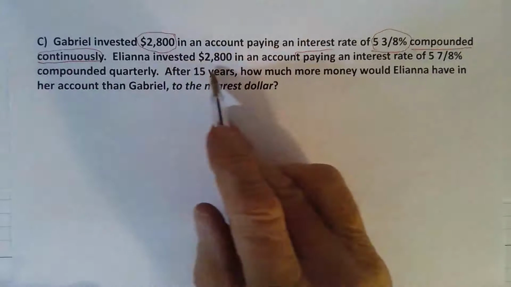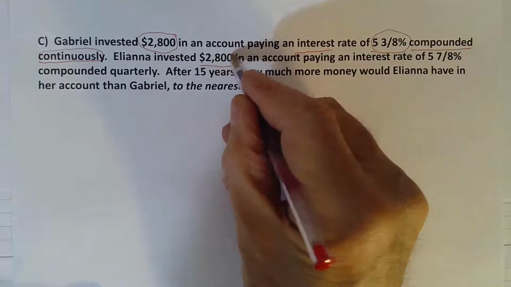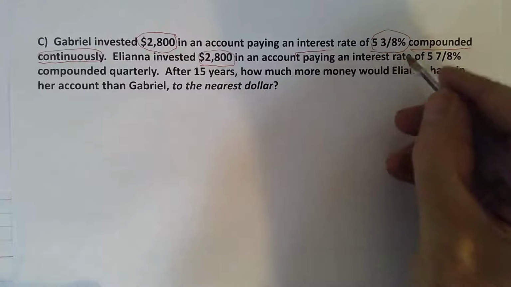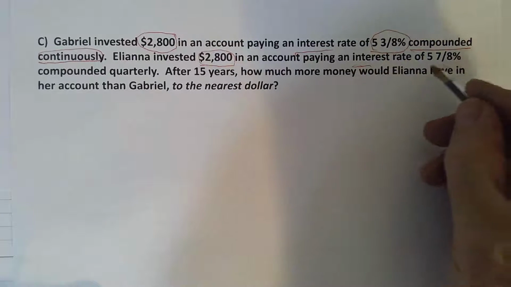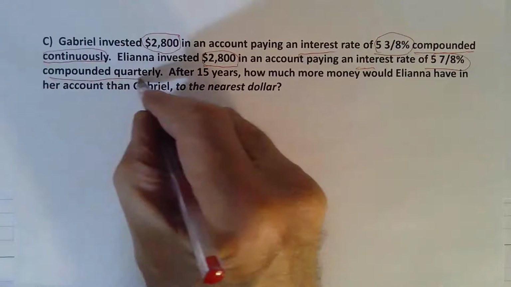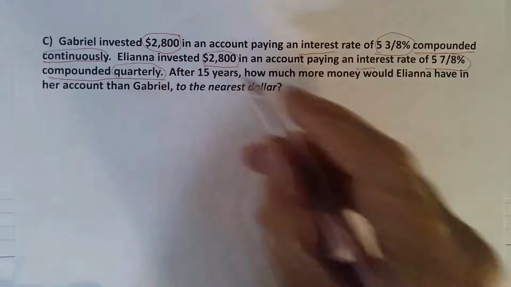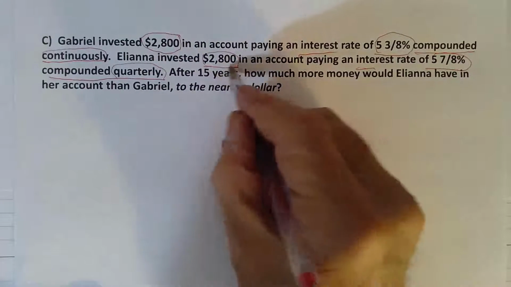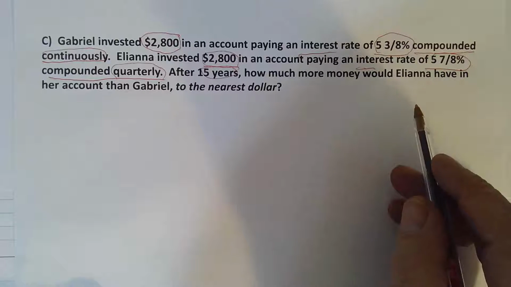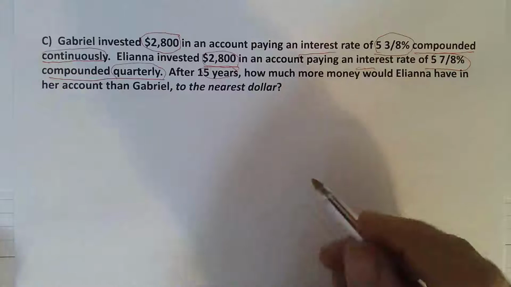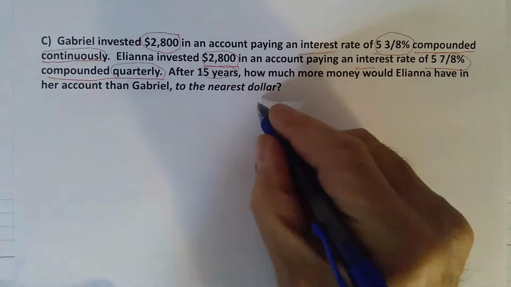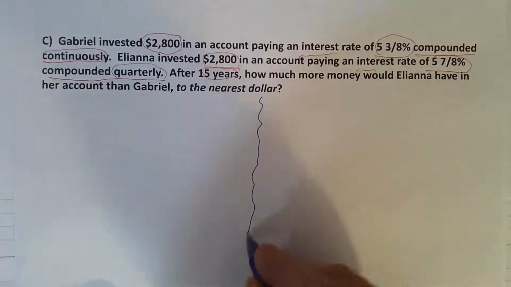Then it says Eliana invested $2,800 in an account paying interest, so interest again, at a rate of 5 7/8% compounded quarterly. Okay, two different situations. After 15 years, how much more money would Eliana have in her account than Gabriel to the nearest dollar? So we started out with Gabriel and Eliana was second.